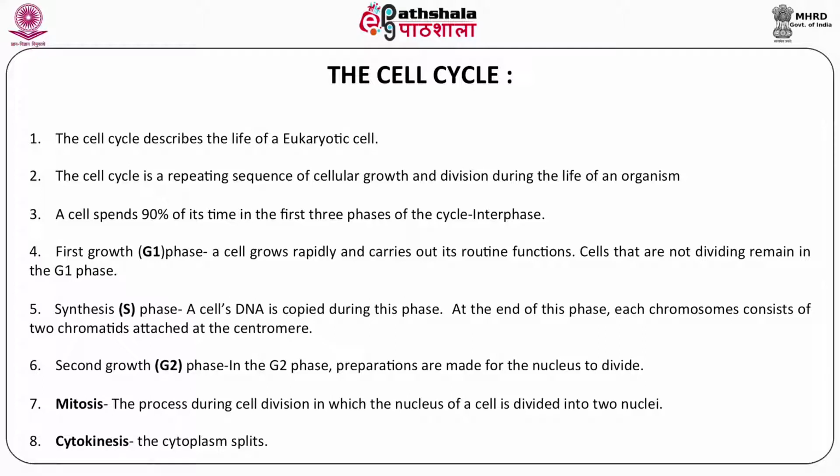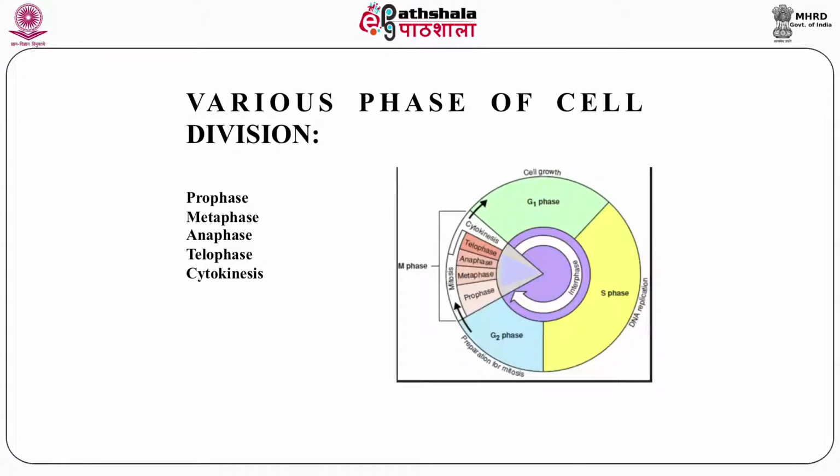In the G2 phase, preparations are made for the nucleus to divide. Now, the next step is mitosis, the process during which the cell divides and the nucleus of the cell divides into two nuclei. The last process is called cytokinesis, where the cytoplasm splits and finally there are two cells. Now the various phases of cell division: prophase, metaphase, anaphase, telophase, and the final step called cytokinesis.